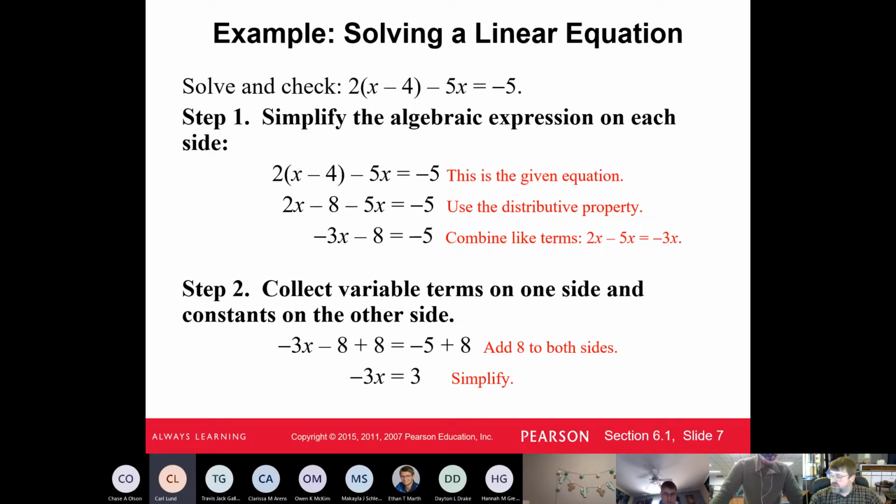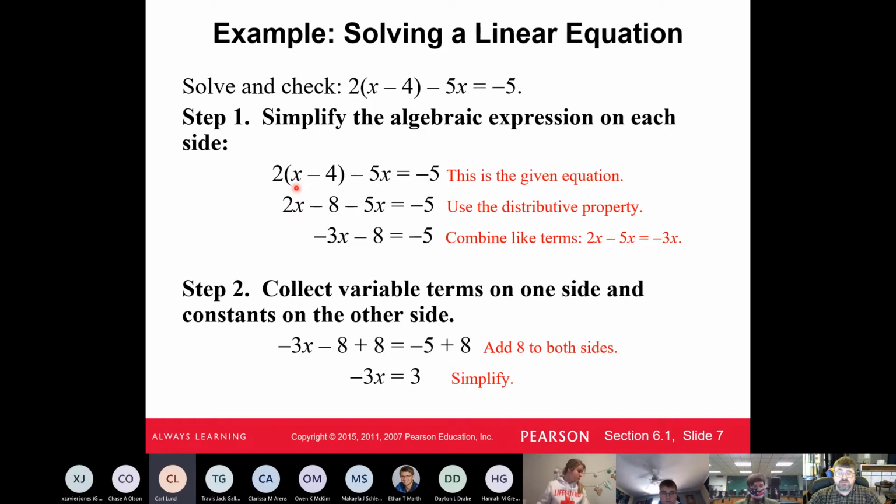We want to solve and then check this equation. Get my laser pointer going here. So we want to solve and check the equation 2 times the quantity x minus 4 minus 5x equals negative 5. So the first thing we want to do is we want to simplify this. We want to simplify this on each side of the equal sign.